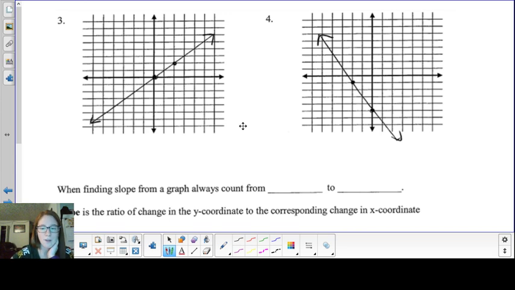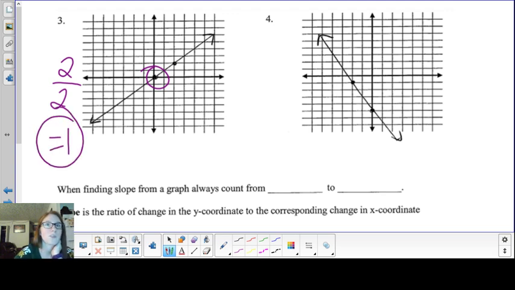Let's take a look at finding 2 more. Again, looking for the leftmost point. In this case, it's 0, 0. I'm going to count either up or down, and in this case, I'm going to go up. So 1, 2. And I'm going to go 2 to the right. Now, 2 divided by 2 can be reduced down to 1. So this one has a slope of 1.